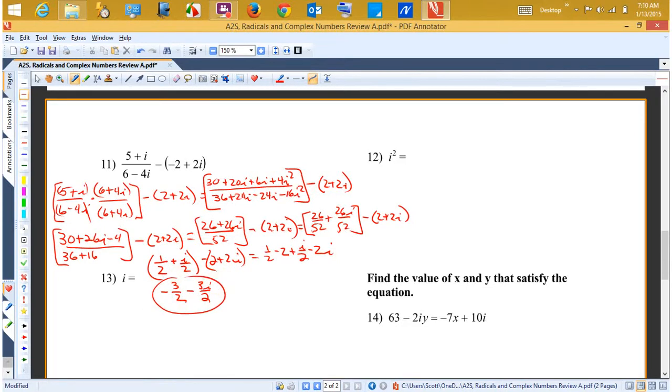Okay, so this part here is pretty easy. I'm just saying what is i, just so you know. i is equal to the square root of a negative 1. i squared is equal to a negative 1.